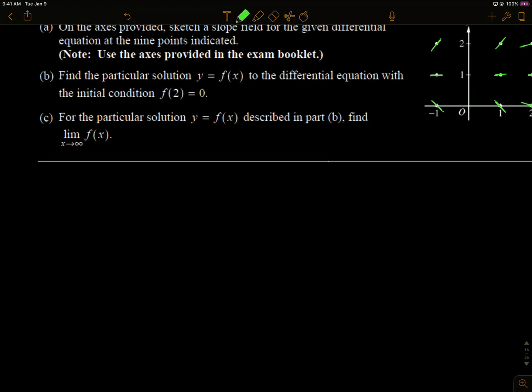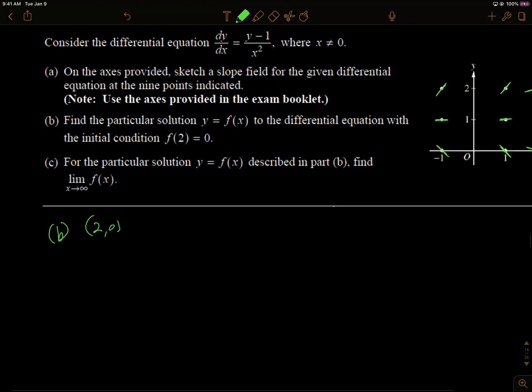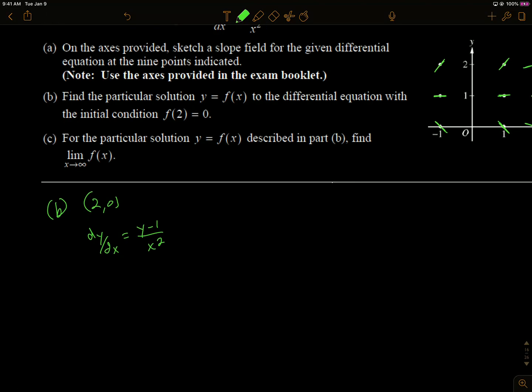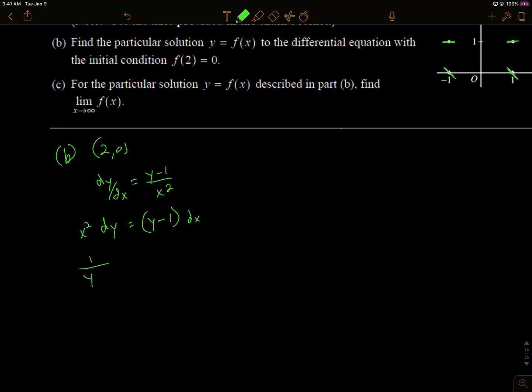Part B, they want the particular solution with the initial condition (2, 0). So I've got dy over dx equals (y minus 1) over x squared. I separate my variables: dy times x squared equals (y minus 1) times dx. I divide both sides by x squared and y minus 1, so I get 1 over (y minus 1) dy equals 1 over x squared dx.